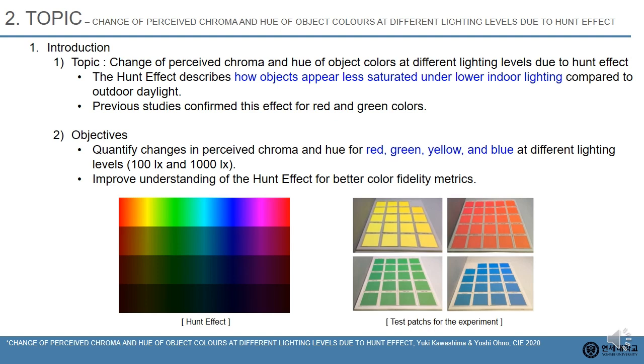The second chapter is the topic I chose, which is the change of perceived chroma and hue of object colors at different lighting levels due to the Hunt effect. The Hunt effect describes how objects appear less saturated under lower indoor lighting compared to outdoor daylight. Previous studies confirmed this effect for red and green colors. Our objectives are to quantify changes in perceived chroma and hue for red, green, yellow, and blue at different lighting levels.